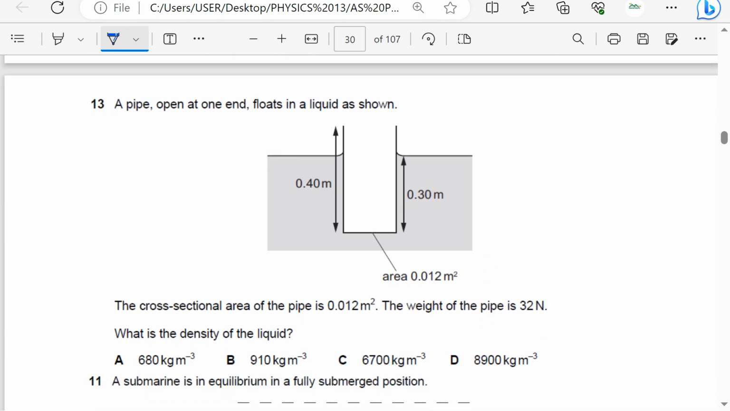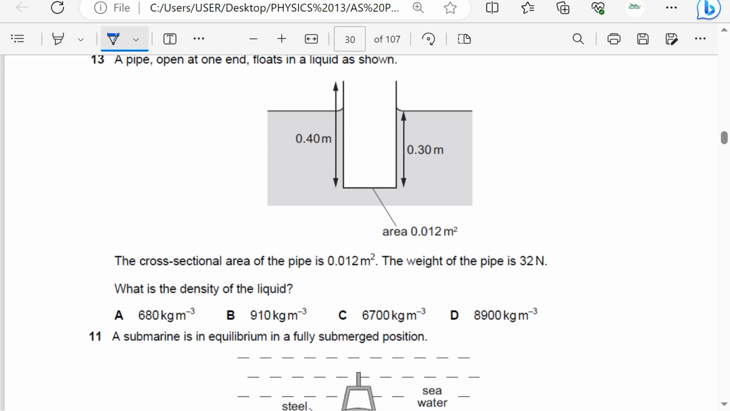A pipe open at one end floats as shown. The cross-sectional area of the pipe is 0.012 meters squared. The weight of the pipe is 32 newtons. What is the density of the liquid?